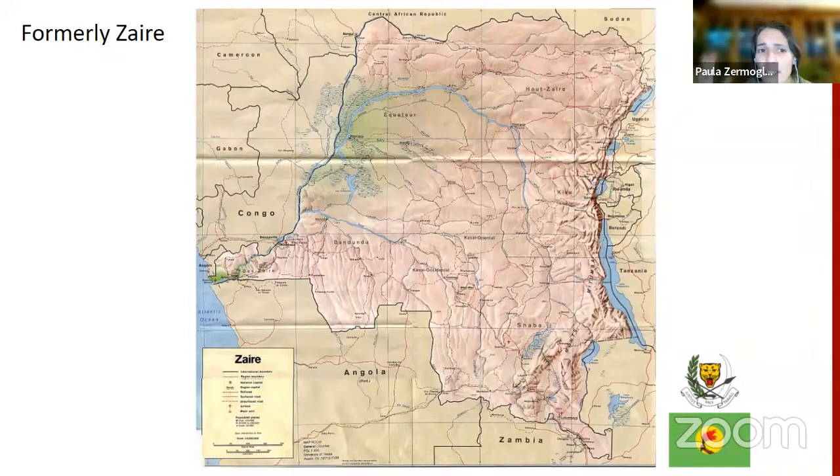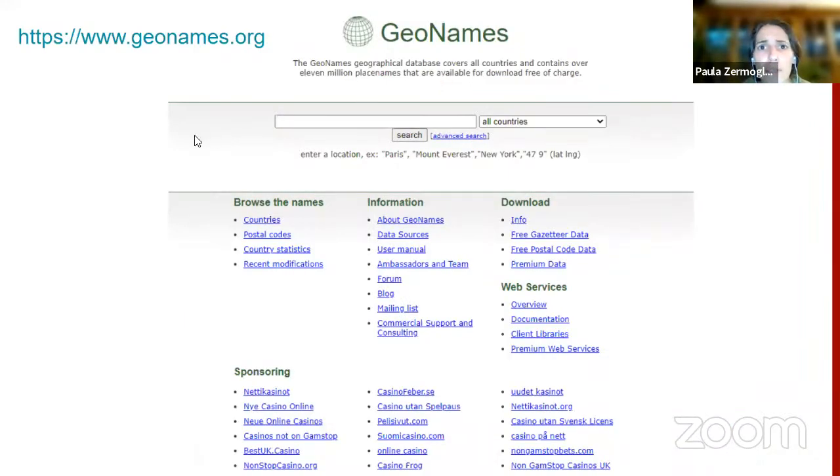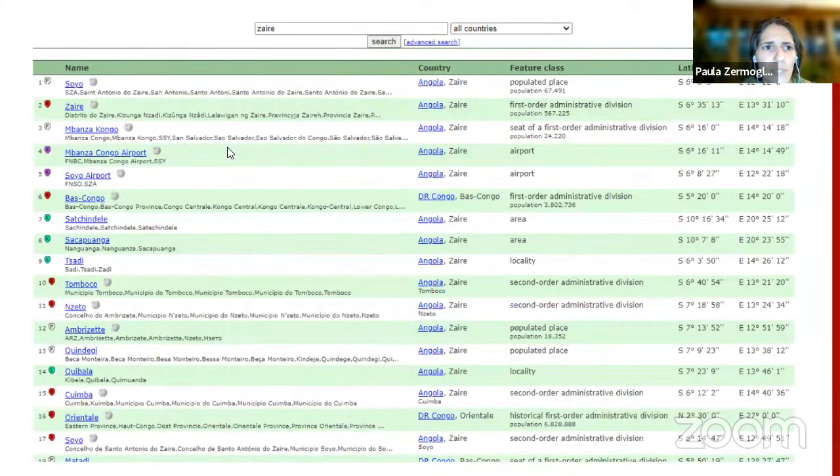So if I didn't know it had changed its name, my first reaction would be, well, let's look for that name, Zaire, in some gazetteer. And so we can use, for example, Geonames, which is a tool that has a collection of names for places, for countries and provinces, and much smaller places as well. It's a gazetteer. And so what I can do is look in this gazetteer for the name Zaire. And that's what I did.